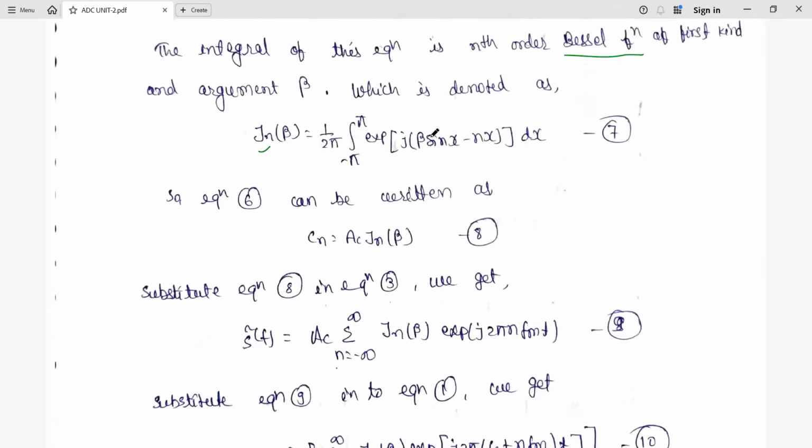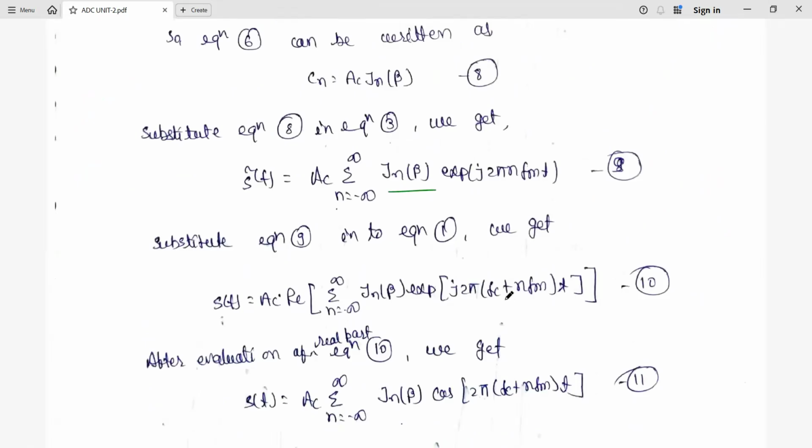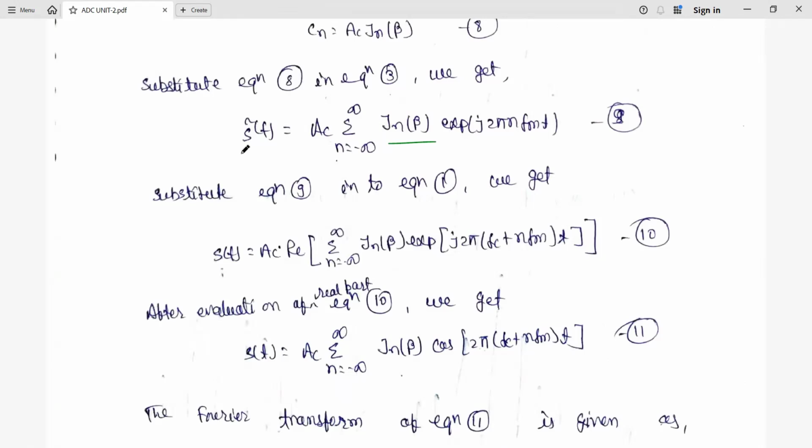Now this equation 6 can be written with the help of the Bessel function. So Cn equals Ac into J_n of beta. Now we are going to substitute this Cn value in equation 3. So finally we have S approximate of t equal to Ac times the summation, where the Bessel function is used. Now this equation 9 we are going to substitute in the first equation, where we considered this as approximate of t. That is going to give us equation 10.